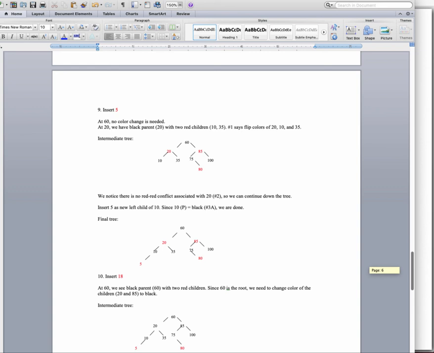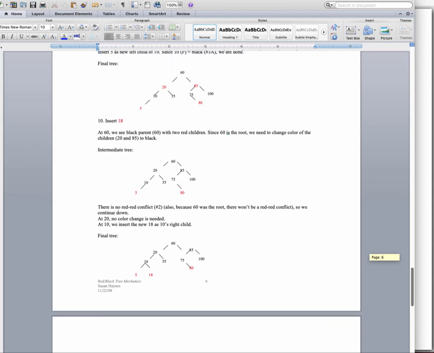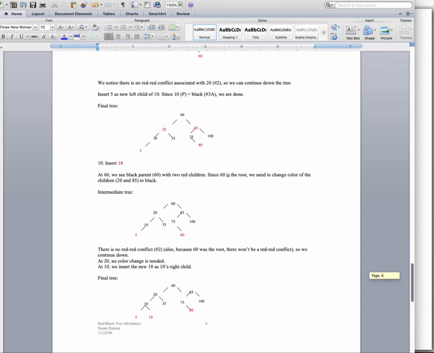So we are going to insert 18. So 18 is going to take me to the left here, and I don't see a problem here. And I'm going to come down here, and I don't see a problem here, and it looks like I'm just going to come right over here, and there's going to be an 18 inserted right off of the 10. And that's exactly what I have.